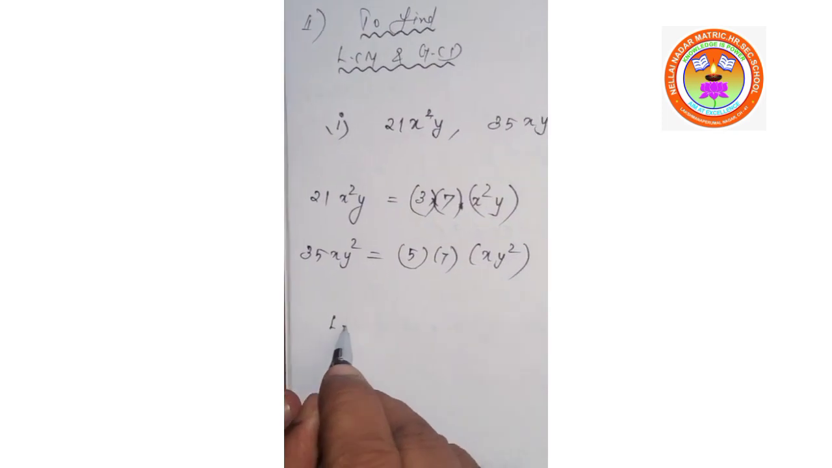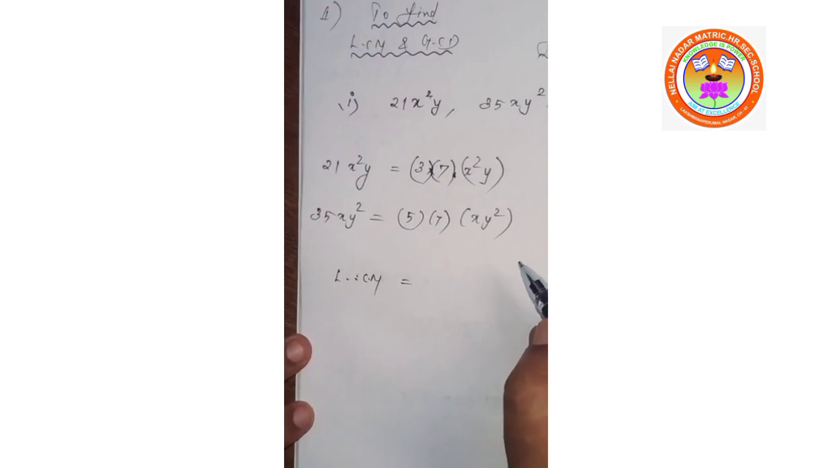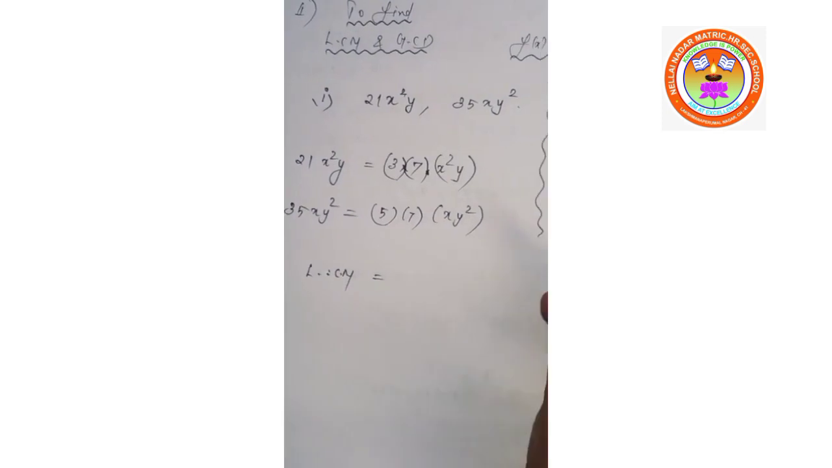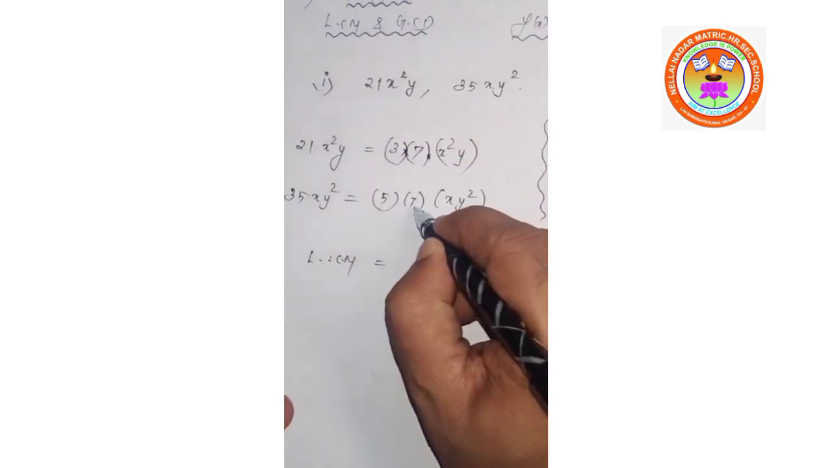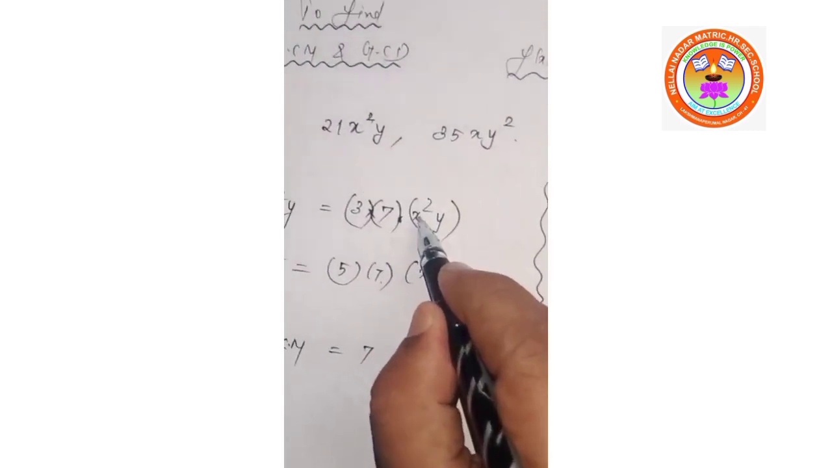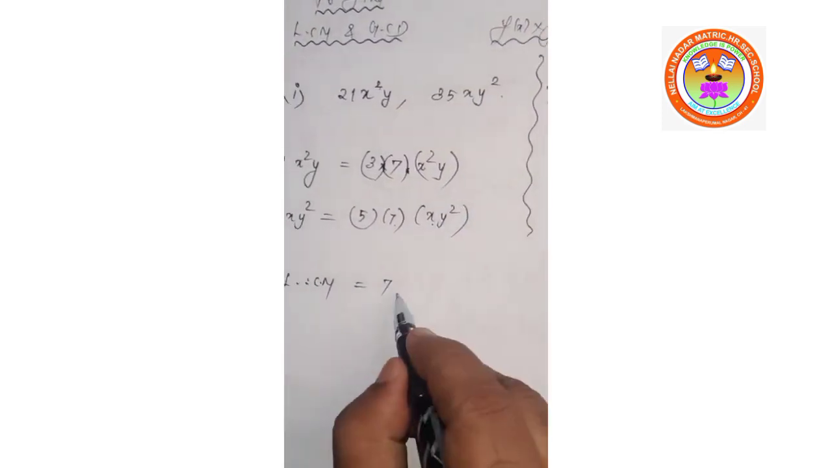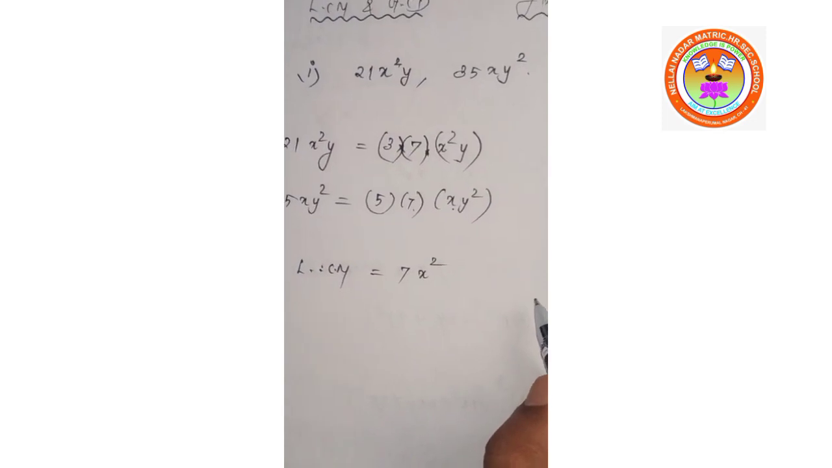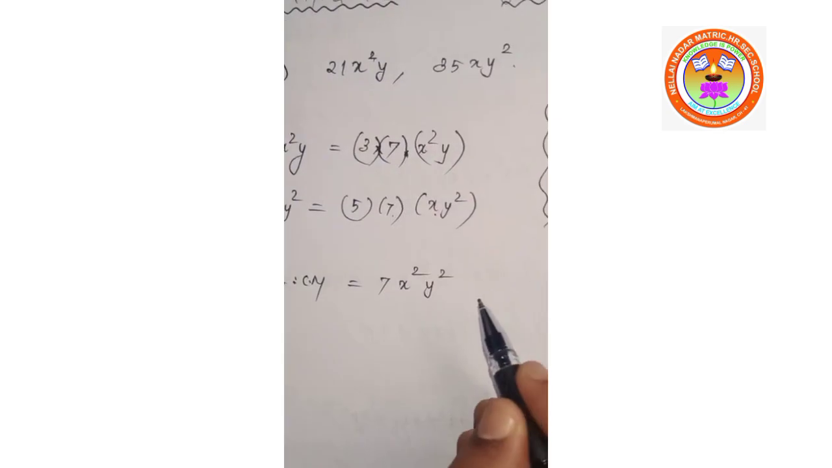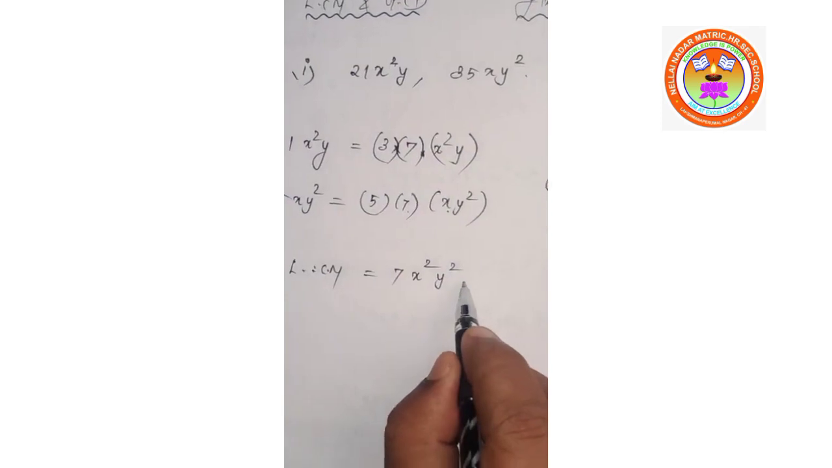LCM equals, LCM you know very well, write the common factors. The common factors are 7, here 7 is common. Then x squared, x. So which one is the greatest? X squared. So write x squared. Then y and y squared, y squared is greater. Then 3 and 5 should also be included.